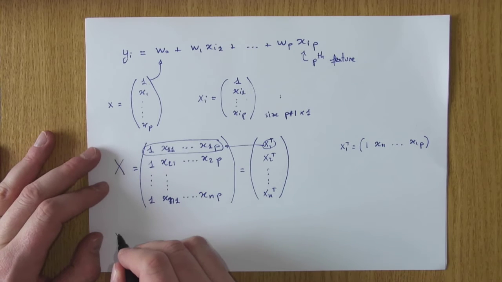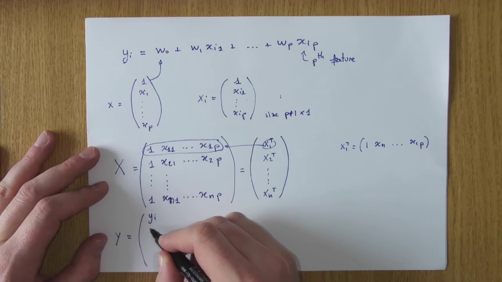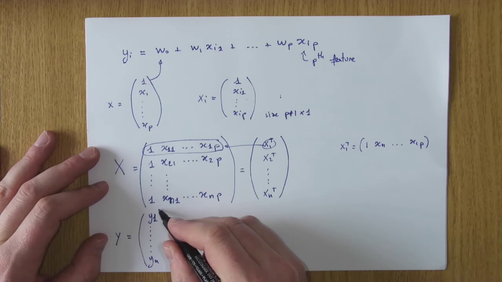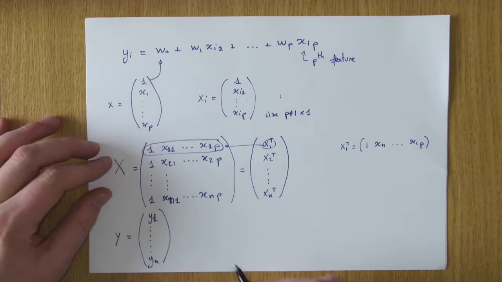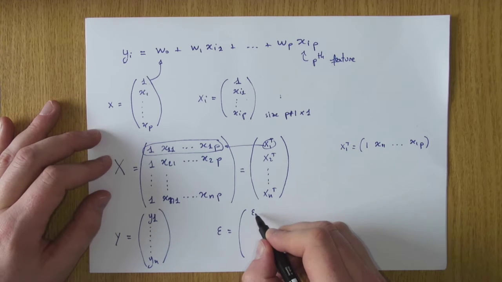And similarly, we have upright y, which contains all the outcomes, y1 to yn. And you can have epsilon here, which would be our error, epsilon1.